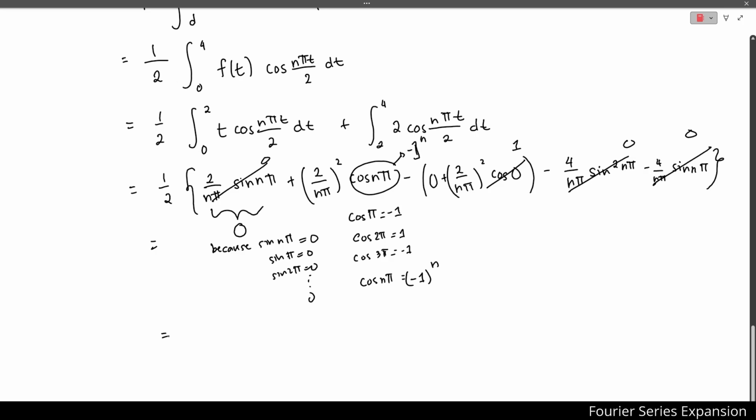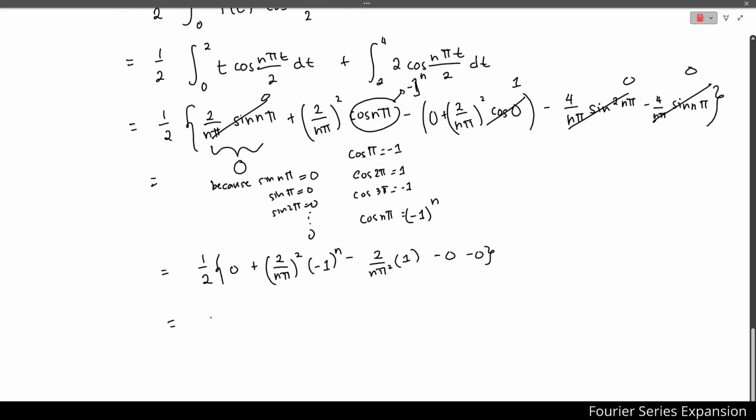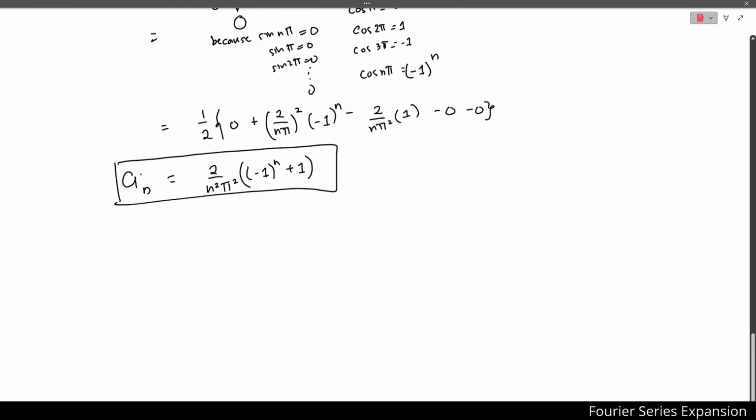So, ang matitira sa atin is equal to 1 half, 0 plus 2 over n pi squared negative 1 raised to n minus 2 over n pi squared times 1 minus 0, or 2 over n squared pi squared negative 1 raised to n plus 1. This is lastly for b of n.